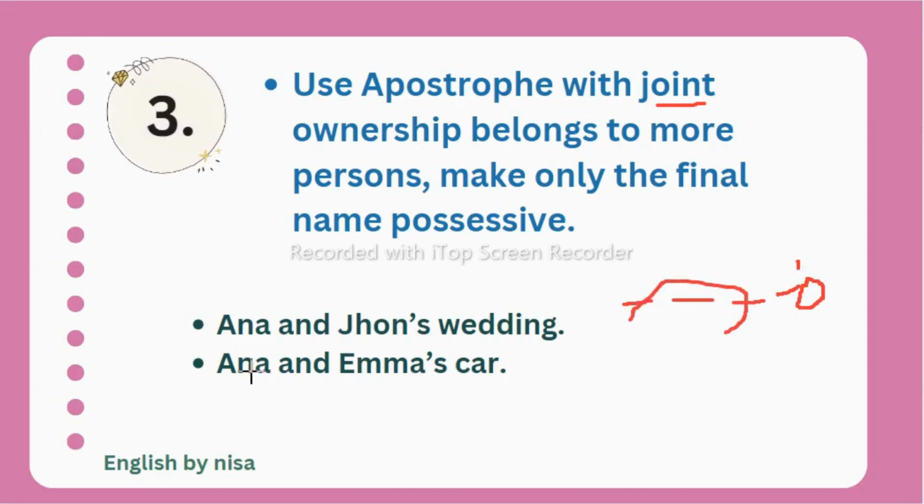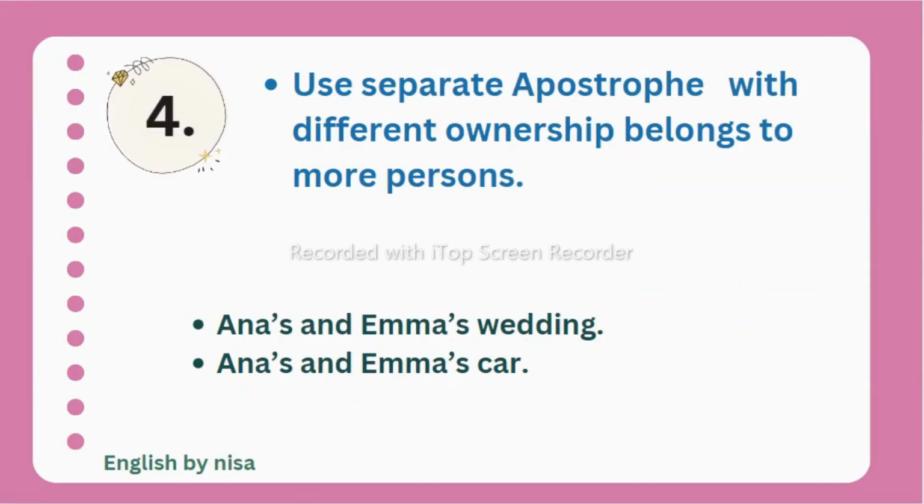For example, you can see here Anna and John's wedding, their wedding. So here it is Anna and John's. I am not saying Anna's and John's, simply Anna and John's wedding. I am making the last, final name possessive. Here Anna and Emma's car. This one car belongs to these two persons. So that's why we make the final name possessive. Now let's see the next one.